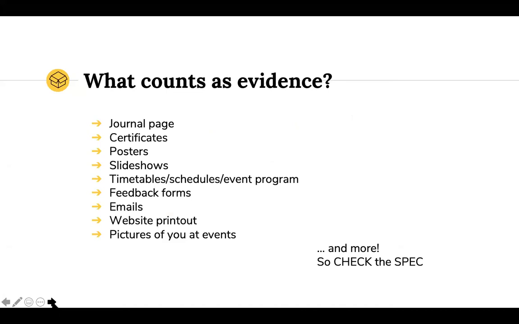So what counts as evidence? The journal page with your name on it, certificates, posters, slideshows. Just make sure your name and the date of the presentation is on there. Various timetables with your names or event programs, as well as feedback forms. You will see at the end of our talk, we have a feedback form. That's a similar type of thing you should be getting, as well as emails, website printouts, and pictures of yourself at events.